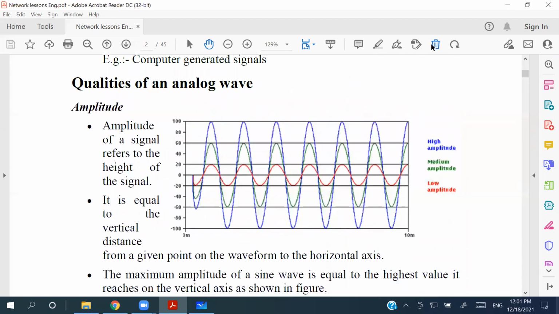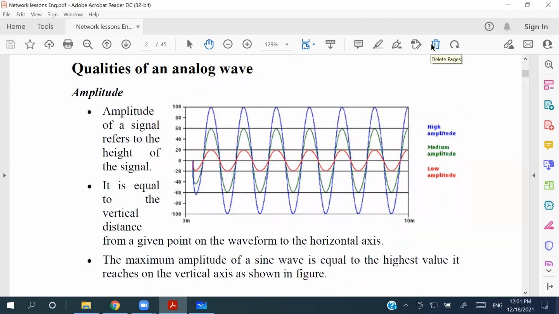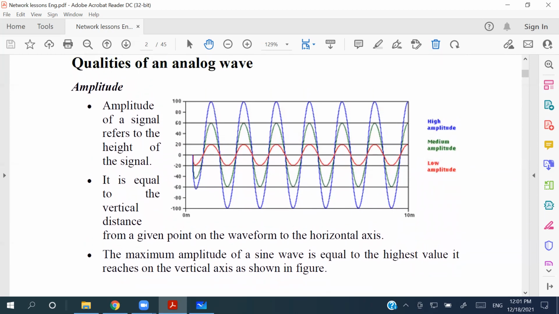So now we are going to learn the qualities of an analog wave, right? So the first quality we are talking about is the amplitude. So amplitude is considered as the height of the wave, right?